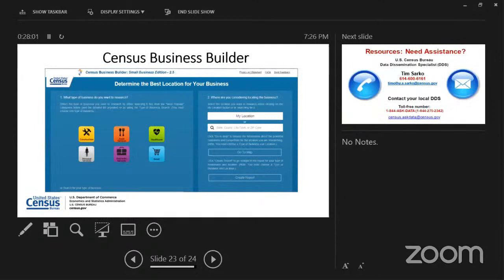And now I just want to give you a brief walkthrough of the Census Business Builder, just to tie this all together. Since I showed you the data that's in the Census Business Builder, now I want to introduce you and show you a brief overview of it. So just a second.